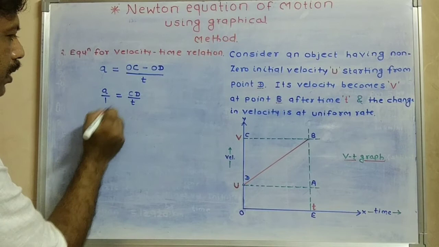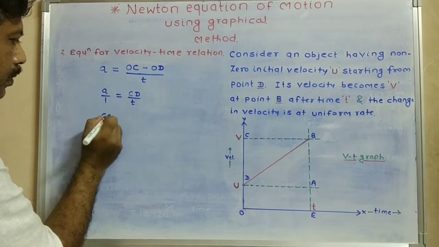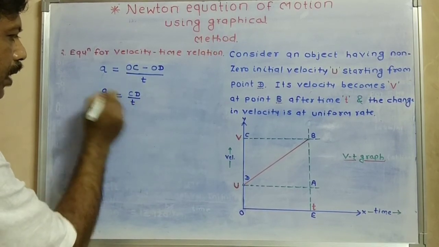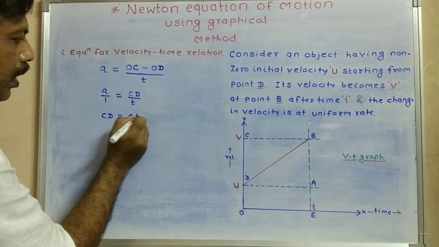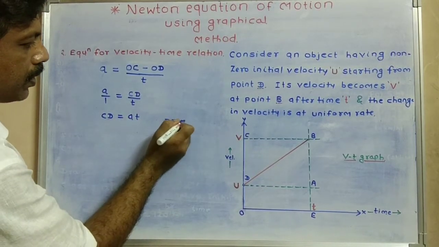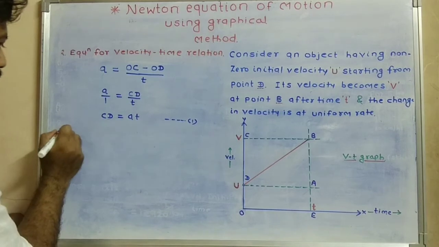Now cross multiply. CD into 1 will be equal to CD, which will be equal to a into t, that is at. This is your equation number 1.